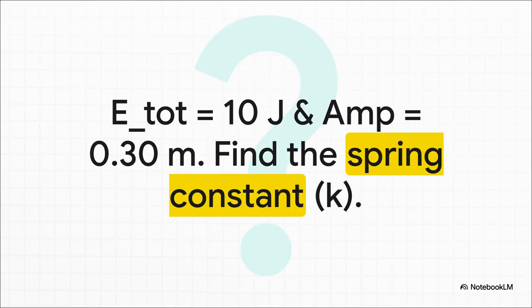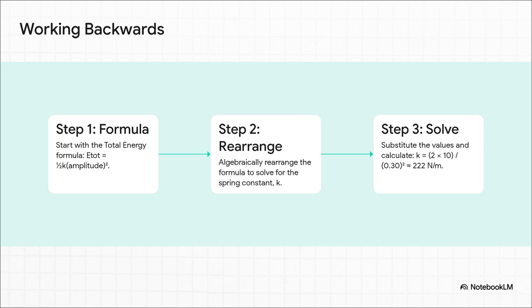All right, for our final challenge, let's try working backward. If we know the total energy and how far the spring stretches, can we actually figure out how stiff that spring is? You bet we can. We just take that total energy formula and rearrange it to solve for k, the spring stiffness. It just goes to show that by understanding the energy, we can start to uncover the physical properties of the system itself.